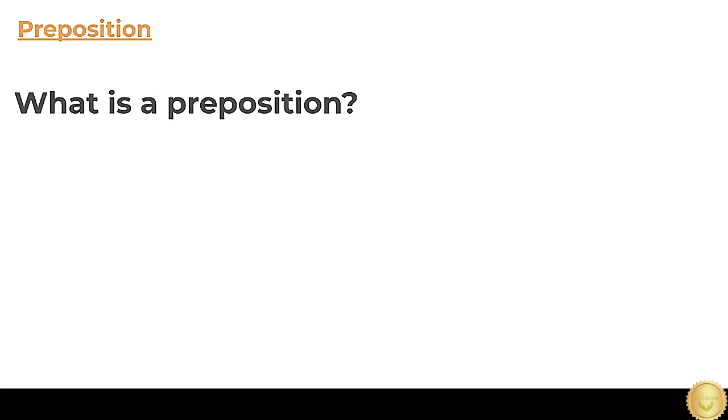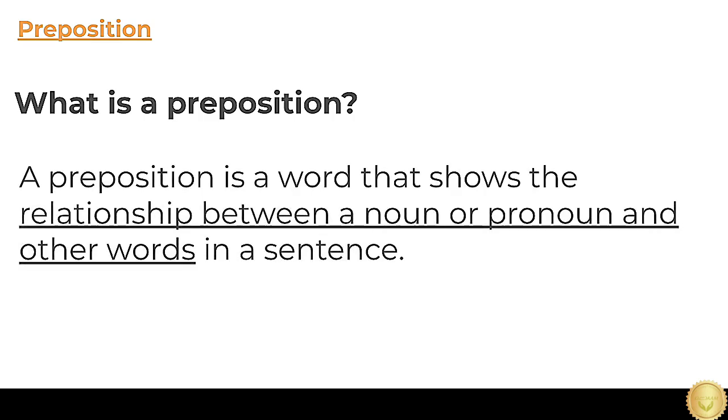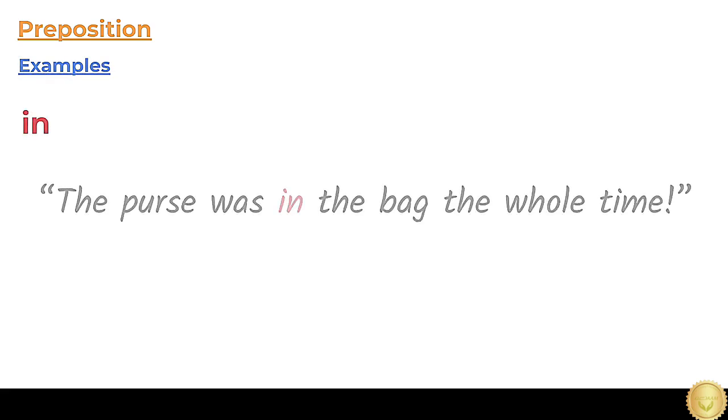Okay, what's the next part of speech? We have prepositions. What is a preposition? Well, this is a word that shows the relationship between a noun, or indeed a pronoun, as we've now learnt about pronouns, and other words in a sentence. So this could be direction, this could be placement. We'll have a look at some examples together. In. That's a great example. The purse was in the bag the whole time. So we're describing the relationship between the purse and the bag.